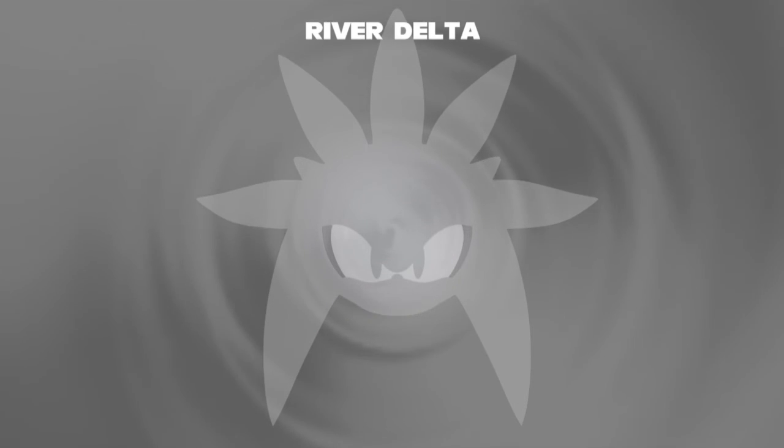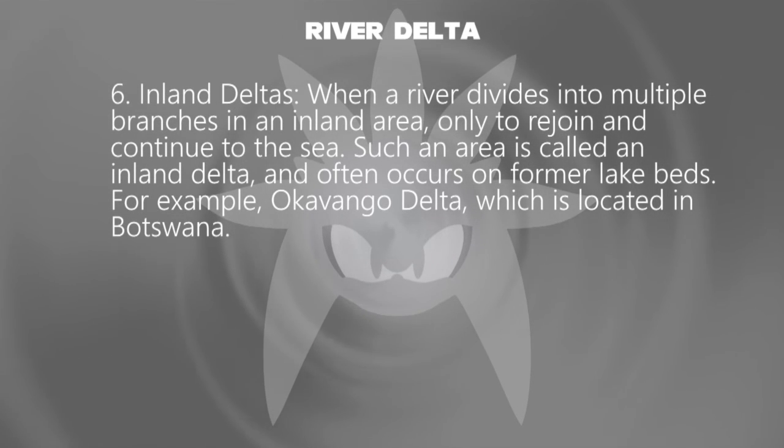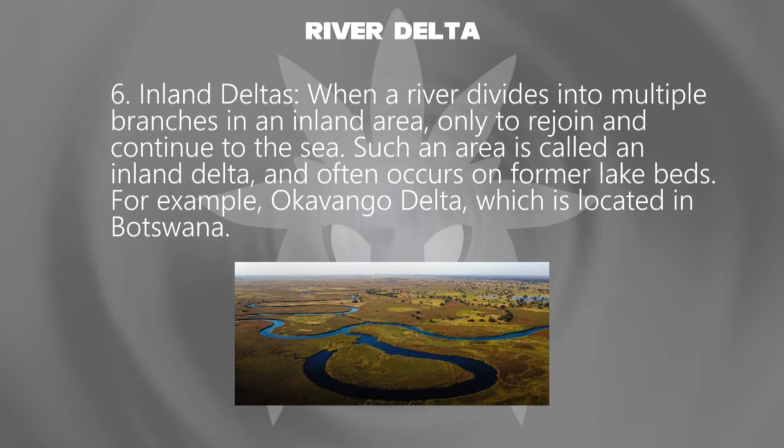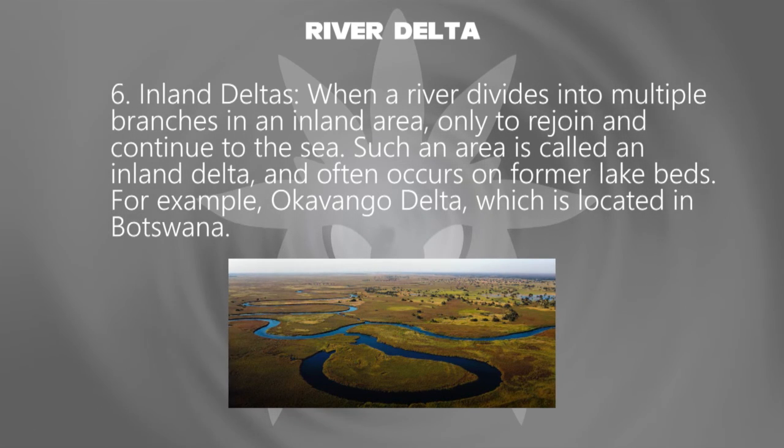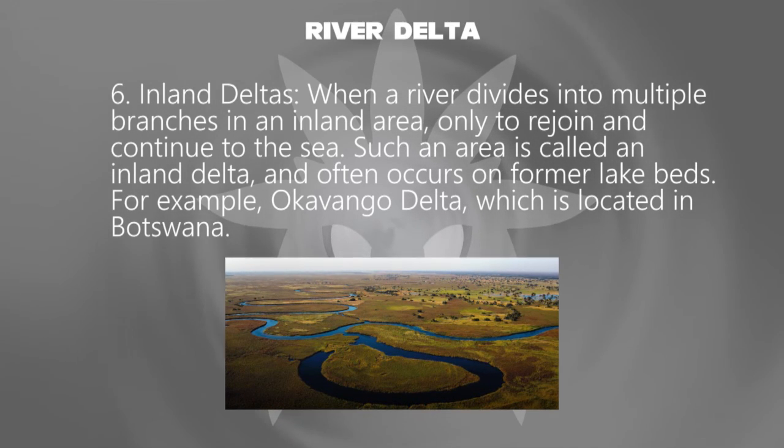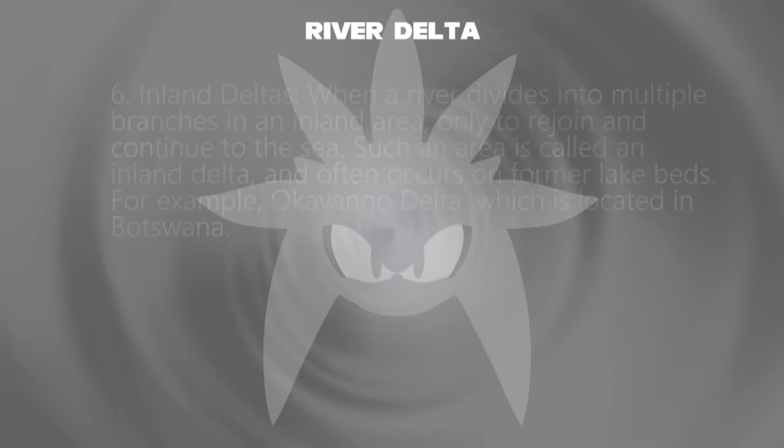Next, inland deltas. When a river divides into multiple branches in an inland area, only to rejoin and continue to the sea, such an area is called an inland delta, and often occurs on former lake beds. For example, the Okavango Delta, which is located in Botswana.